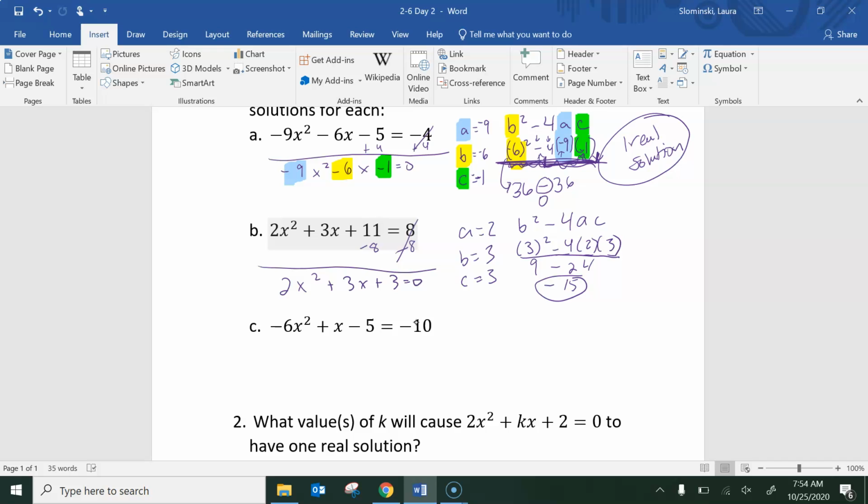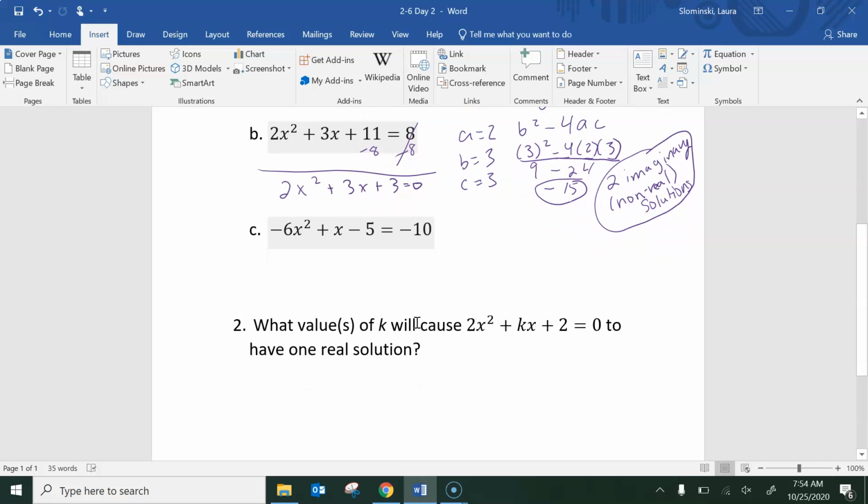That means my actual answer is that I have 2 imaginary, or it might say non-real. Okay, so we have to understand different languages, especially dealing with Pearson. 2 non-real solutions.